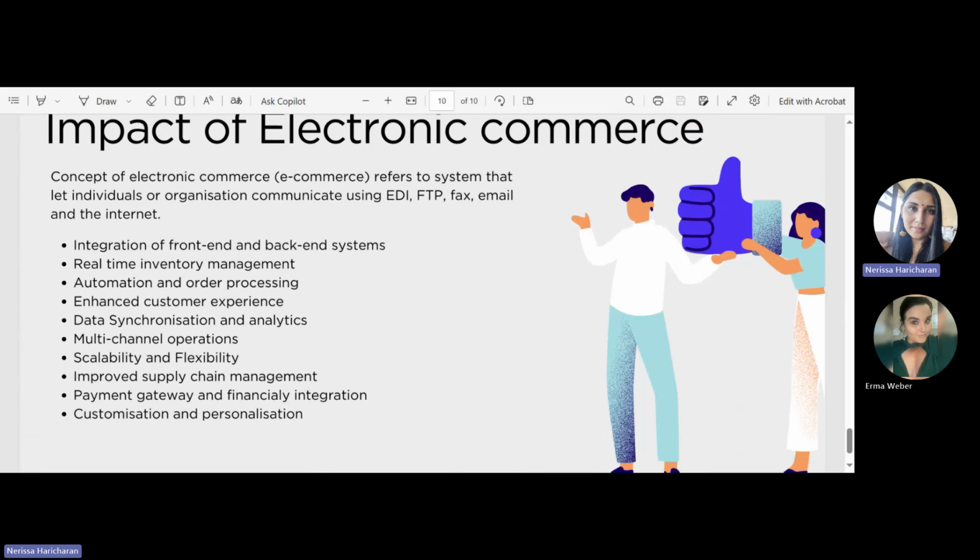Scalability and flexibility. As your business grows from an e-com perspective, your ERP must be able to scale up to handle increased order volumes, and then scale down if it isn't needed. So it needs to be very flexible so that you can increase or decrease when you need to.